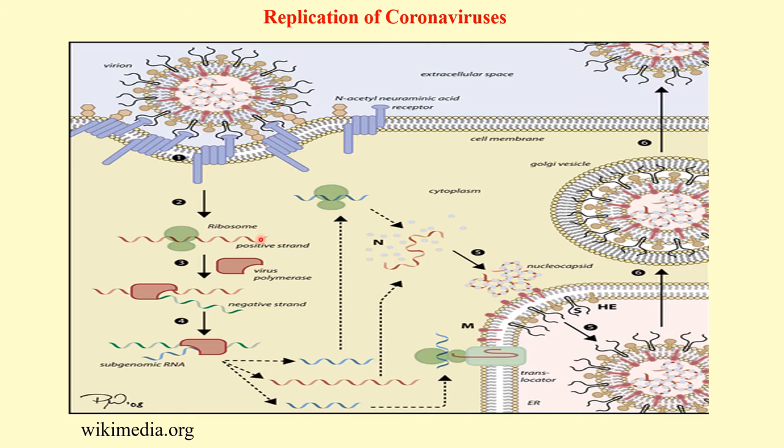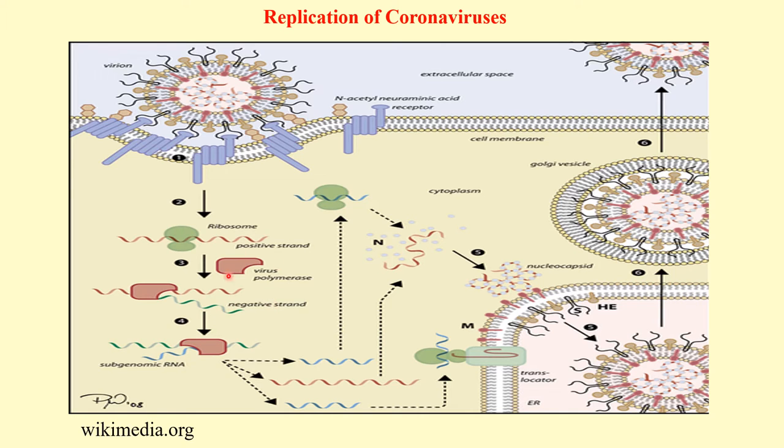Now, some of these positive strands will be translated into viral polymerase. It will produce RNA dependent RNA polymerase, or let's give it another name, viral RNA dependent RNA polymerase. Now, what will this viral RNA dependent RNA polymerase do? It will convert the positive strand RNA of coronavirus into negative strand. So you can see the positive strand is red color and the negative strand is green color. This is the positive in red, and the green is the negative strand of the viral RNA.